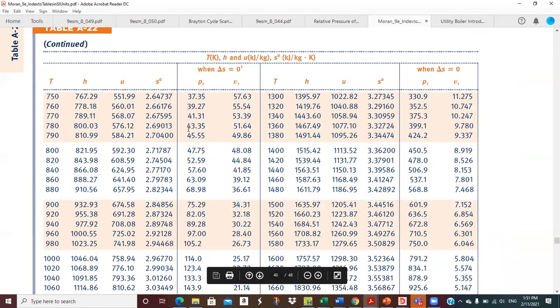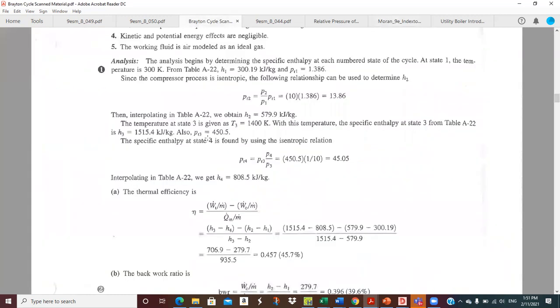So I'm between 780 and 790 and 45.05, so I'm probably pretty close to 809, 810 on enthalpy. Just interpolate: 808.5. It didn't bother to give temperature, though you could if you wanted it. And so you've got your enthalpies.